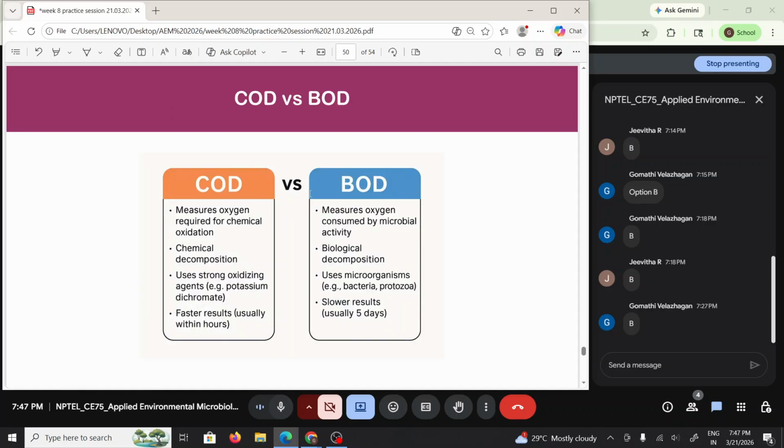And this also we have seen, what is the difference between COD and BOD. COD measures the oxygen required for chemical oxidation, whereas for biological oxidation you call it BOD.